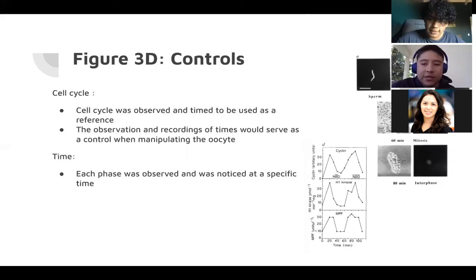So here we see that we have our controls. So the extract that was used to observe and manipulate the oocyte, this is what we have. And then by doing this, the time that is recorded for each of the phases will become the control to be able to reference and check the levels of each protein. It will allow us to do so. So by having this as an observation of an oocyte that was not disturbed, it would be the control for this figure.